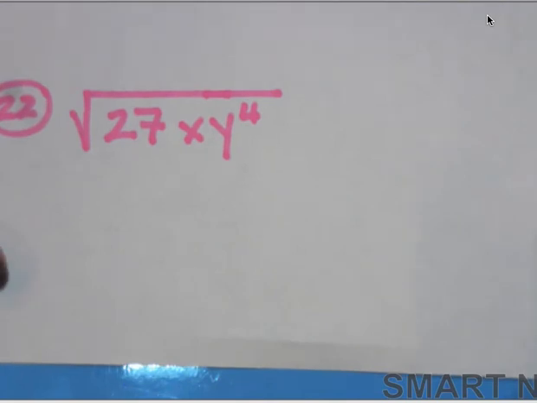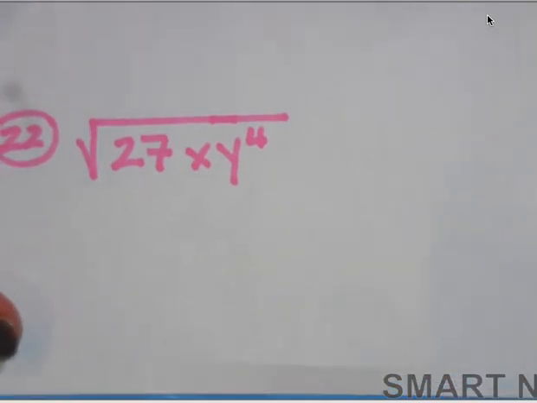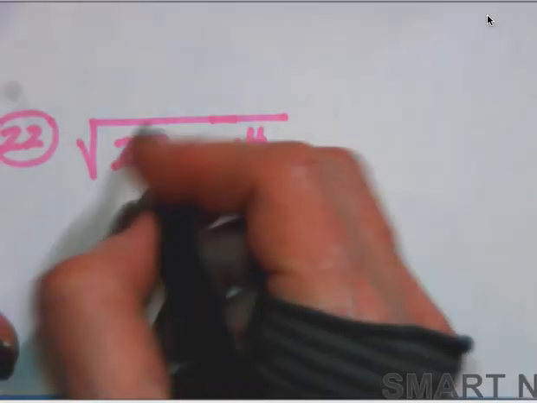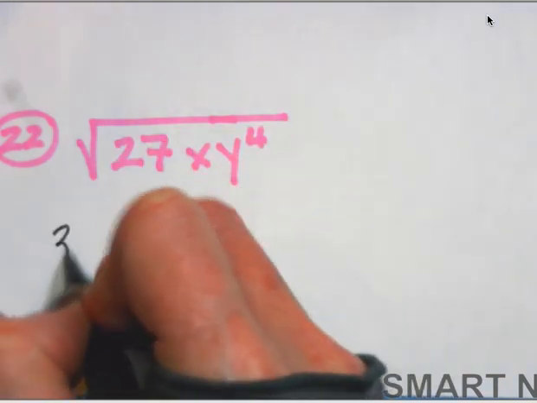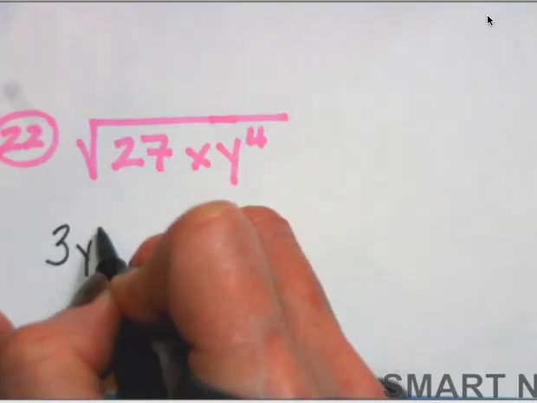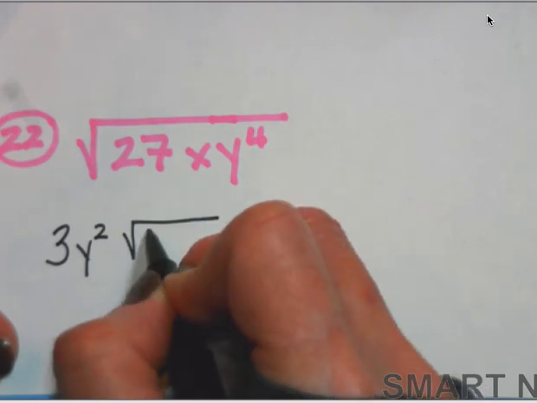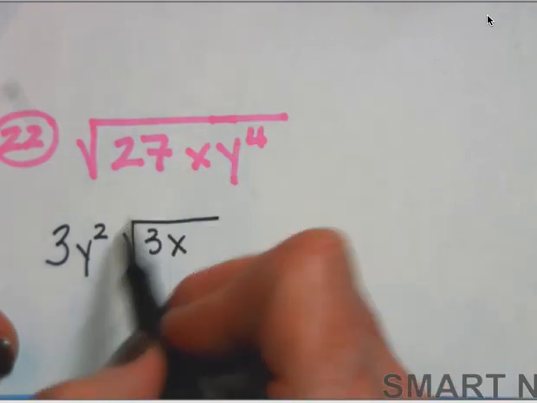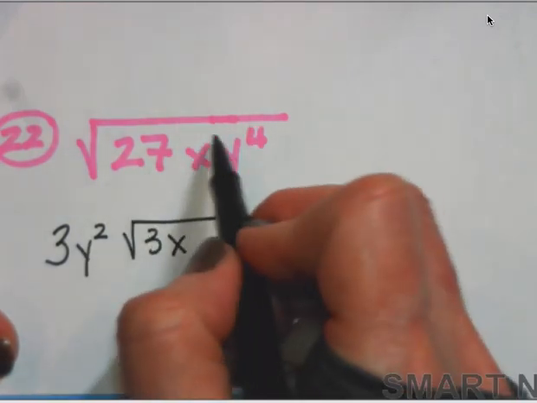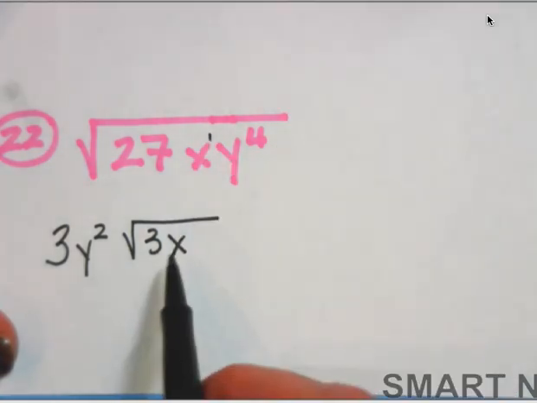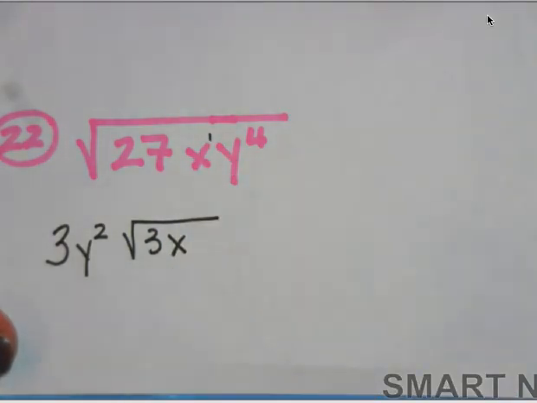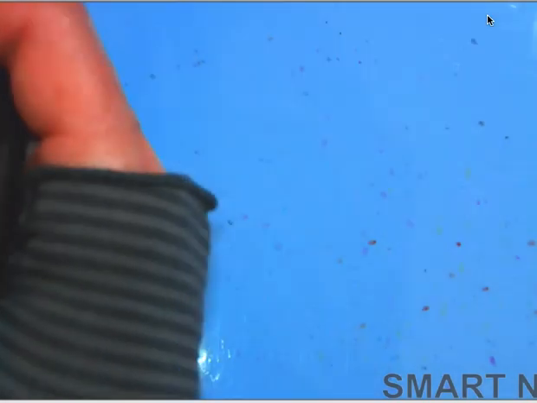And let's look at number 22. So number 22, let's see, 27. Okay, so this is going to be 9 times 3. So that's going to be 3 coming out and y squared coming out. And then what's going to remain underneath the radical would be the leftover factor of 3. And this is x to the first, an odd number, so it's going to stay underneath the radical.